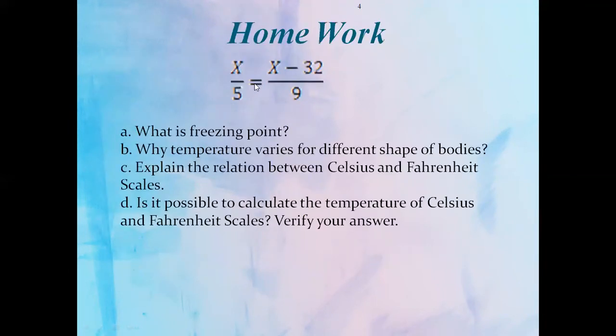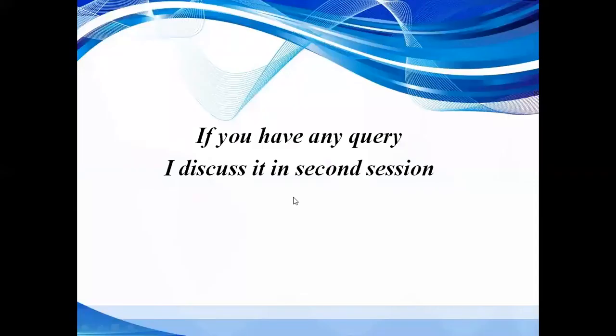C by 5 is equal to F minus 32 by 9. Question A, what is the freezing point? Why does temperature vary for different shapes of bodies? C, explain the relation between the Celsius and Fahrenheit scales. D, is it possible to calculate the temperature on the Celsius and Fahrenheit scales? Verify your answers. And now the question answer session.